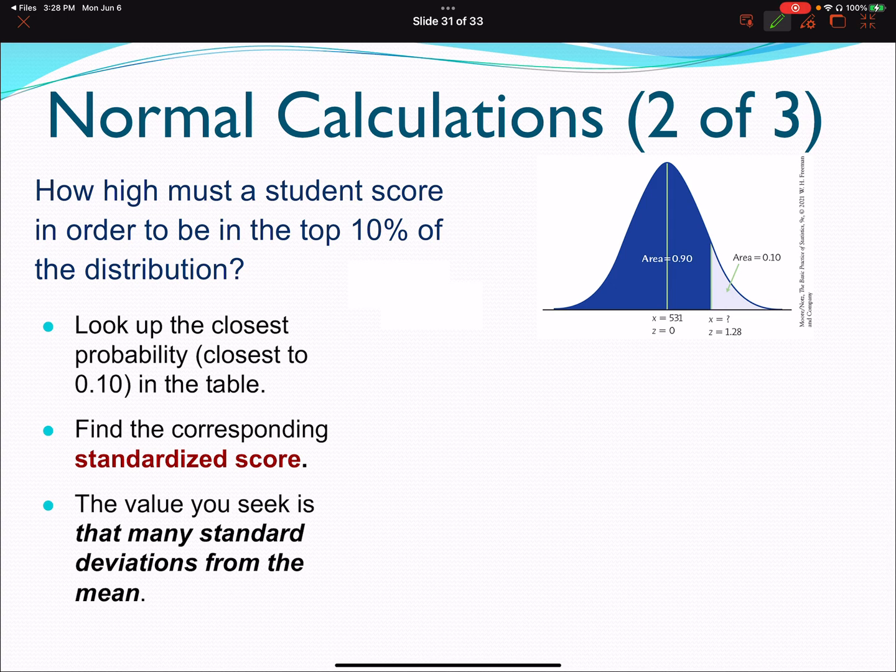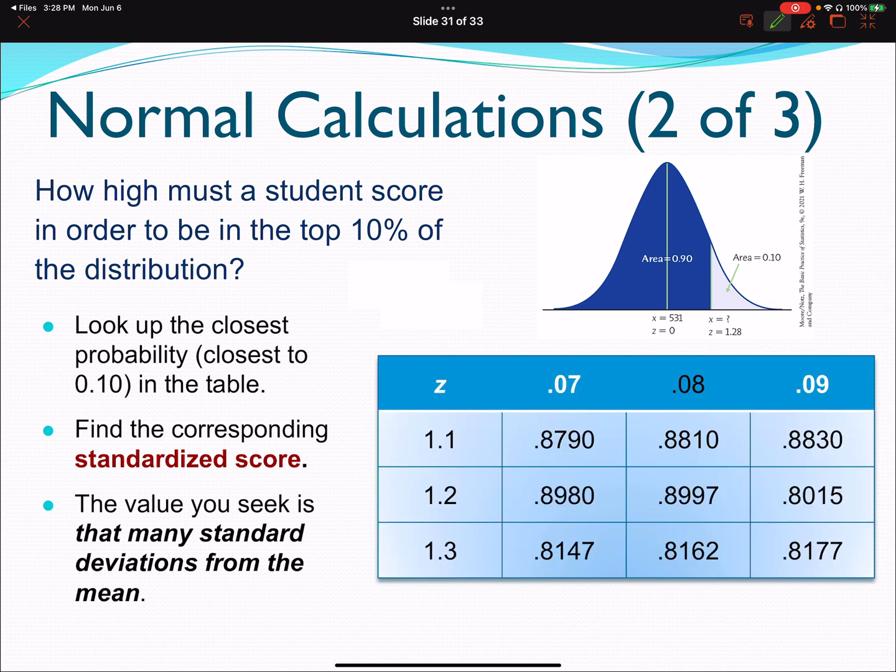So, right, I go to 1.28, right? And the value we seek is that many standard deviations away from the mean, right? So here's where the area was 0.8997, closest to 0.90 in the table. That's a typo, not my typo. That's a Macmillan typo, but I will fix it.